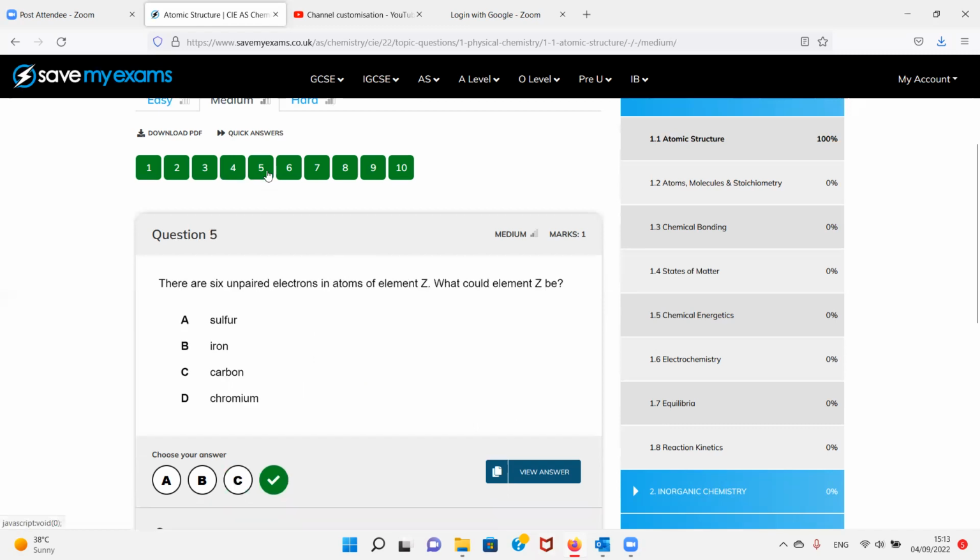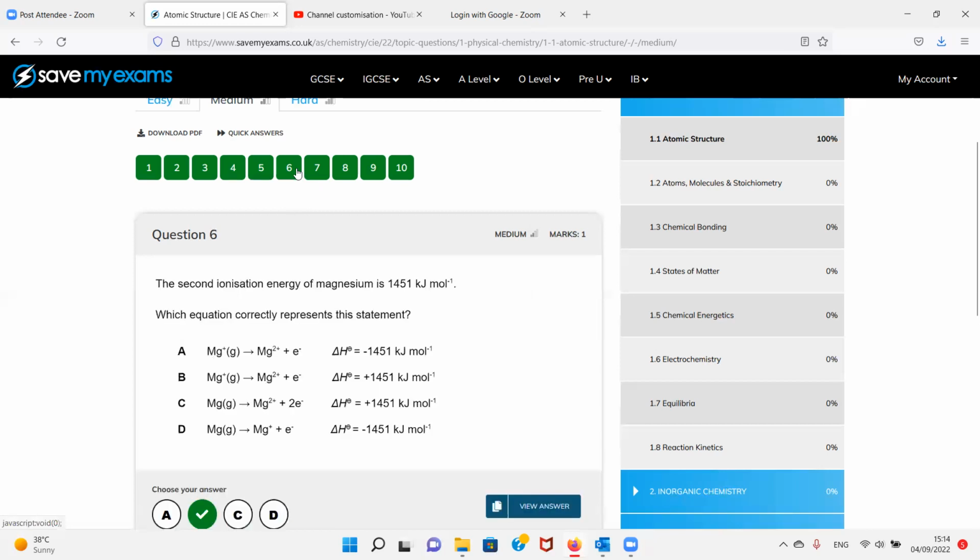Okay. Question number 5. There are 6 unpaired electrons in an atom of element Z. What could element Z be? Is it sulfur, iron, chromium, carbon, or chromium? So the correct answer is chromium, because when you do the electronic configuration of chromium, you will find that 6 electrons are unpaired. So basically, to answer this question, you're required to do the electronic configuration.